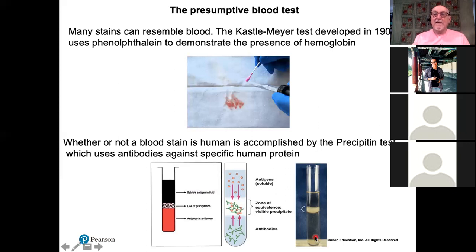And here's an actual test here. You see, this is just clear. The top looks similar to the bottom, just a clear straw color. But in the middle here, this is the precipitin. This is a precipitate, which is formed from a reaction of antibodies with antigens, the proteins and things in the human blood. This tells you that the solution taken from a stain is definitively human blood. So that's fine. Now we've got a test which can prove that our stain is human blood.